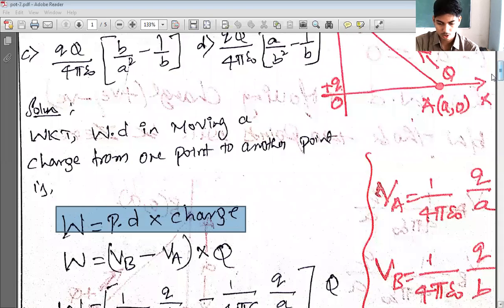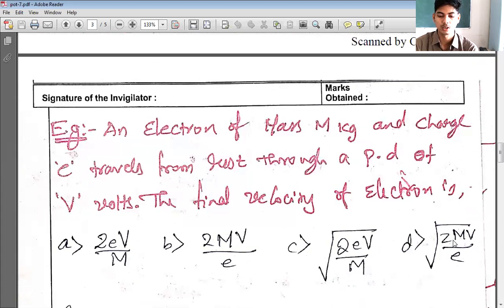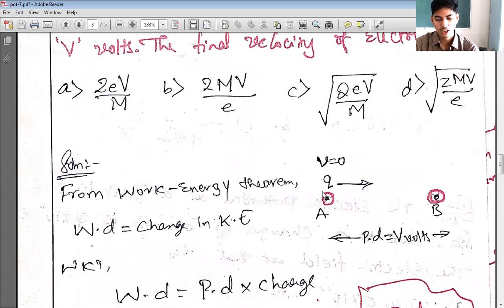So with this understanding, ಇಲ್ಲಿ ನೋಡ್ರಿ ಏನದೆ, an electron of mass m kg and charge E travels from rest through a potential difference of V volts. Find the final velocity of the electron. Initially, the electron is at rest. This electron will travel through a potential difference V volt. There are 2 points A and B. The potential difference between 2 points is given as V volts. Electron will move or electron will travel through this potential difference.